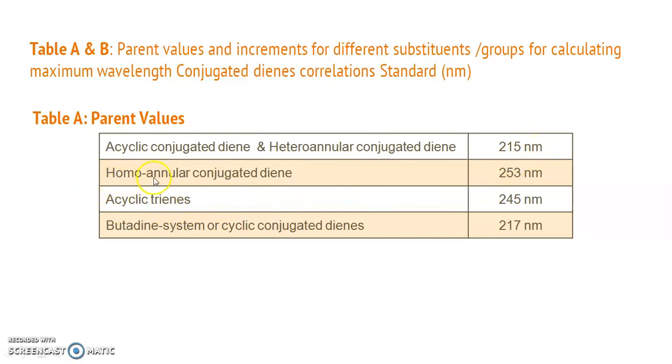And in the case of a homoannular conjugated diene, we have discussed this: homoannular is where the double bonds are present in the same ring system. If that is the case, then we assign 253 nanometers. For acyclic trienes, we take 245 nanometers as a base value. If it is a butadiene system or acyclic conjugated diene, we take 217 nanometers as the base value.